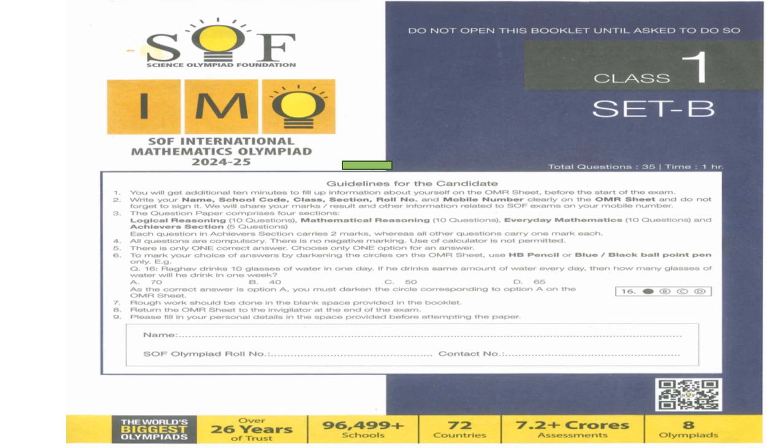The question paper comprises 4 sections: logical reasoning 10 questions, mathematical reasoning 10 questions, everyday mathematics 10 questions, and achievers section 5 questions. Each question in the achievers section carries 2 marks, whereas all other questions carry 1 mark each. All questions are compulsory and there is no negative marking. So let's move on to the question paper.